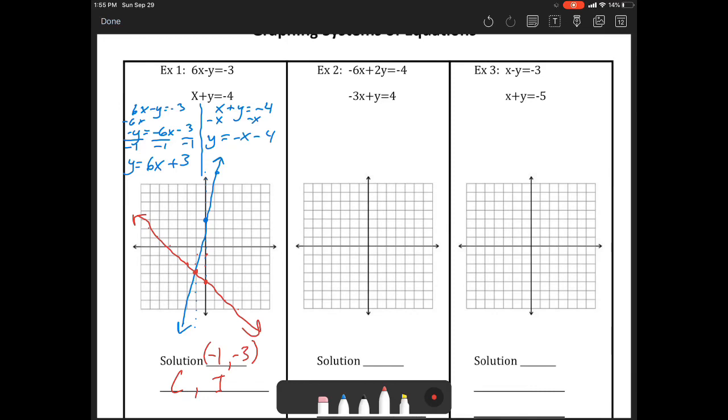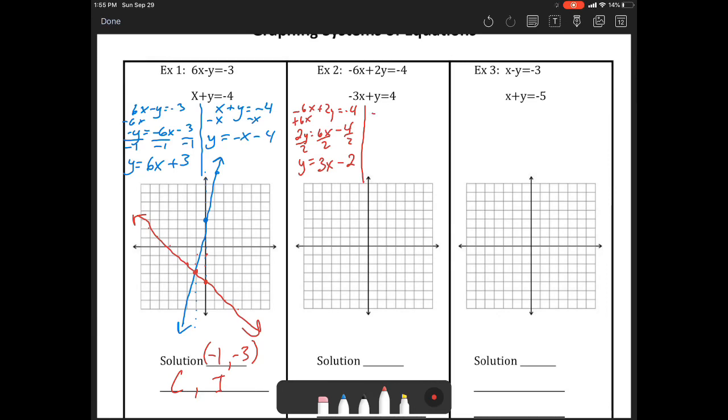Okay, so for our next one, we're going to do the same thing. We're going to split our screen. And we're going to do our negative x plus 2y equals negative 4. So we're going to add 6x to both sides and get 2y equals 6x minus 4. Then we're going to divide by 2. And that's going to give me y equals 3x minus 2.